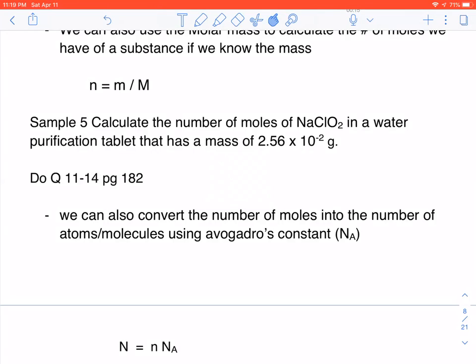Hello again. We're back for the second part of the 5.5 note. We started yesterday, or last day, looking at this formula up here, which looks at the relationship between the number of moles of something and the amount of mass, using big M, which is molar mass.